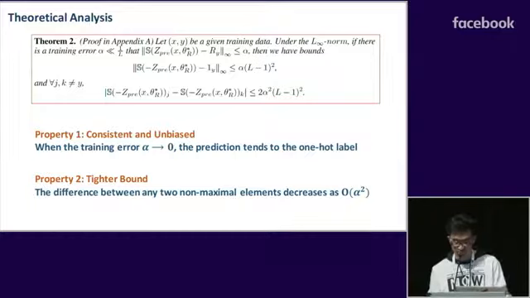We also have theoretical guarantees on the RCE training procedure. Here we show two important theoretical properties of RCE training. The first property is that RCE training is consistent and unbiased, which means when the training error tends to 0, the prediction will also tend to one-hot label vector. The second property is that the difference between any two non-maximal elements decreases faster than CE training.